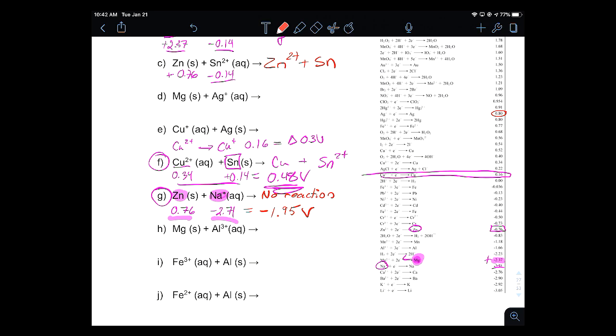Okay. That one works fine too. Zinc metal, that's going to be okay. This one will, okay. I got it. I found it. Okay, G. G is the one. We should probably finish this one up.